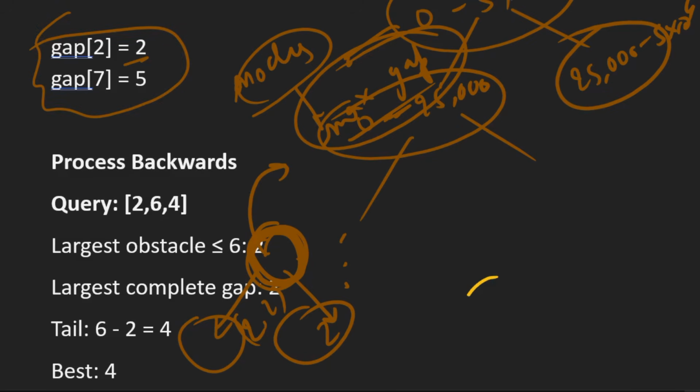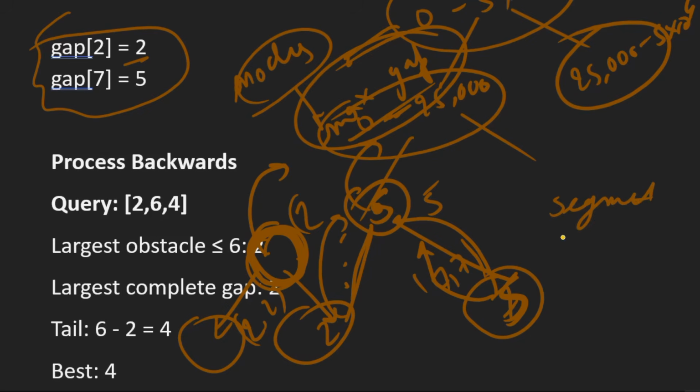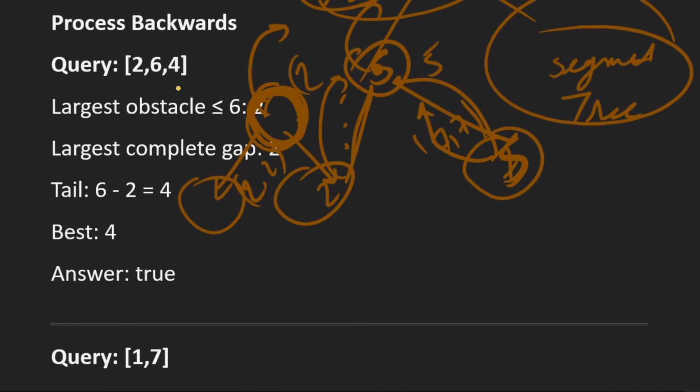Similarly for 7, suppose we have 7 here. At node 7 comma 7 it will store the maximum gap 5 and return that gap to its parent. Now suppose 2 and 5 have this common parent here. Node 2 will return the maximum gap 2 and node 7 will return the maximum gap 5. So it will store the maximum gap of 2 comma 5, which is 5, and return that maximum gap to its parent. In this way we'll build the segment tree.